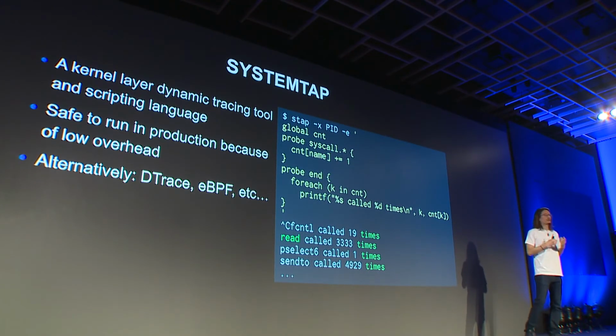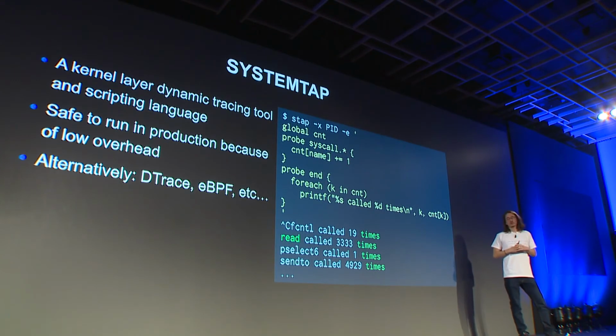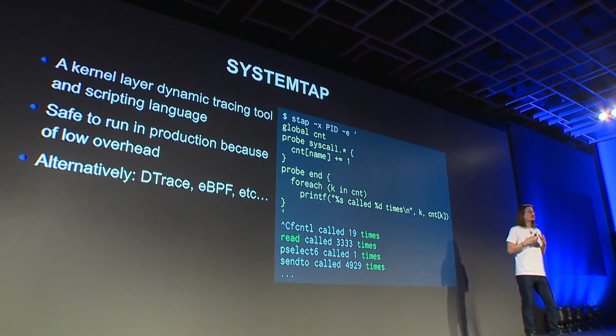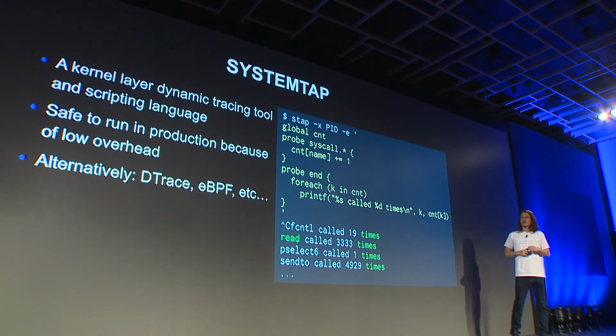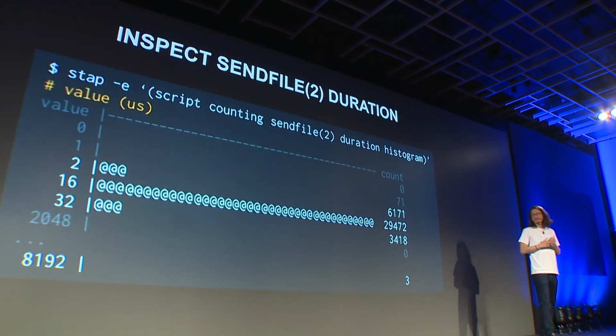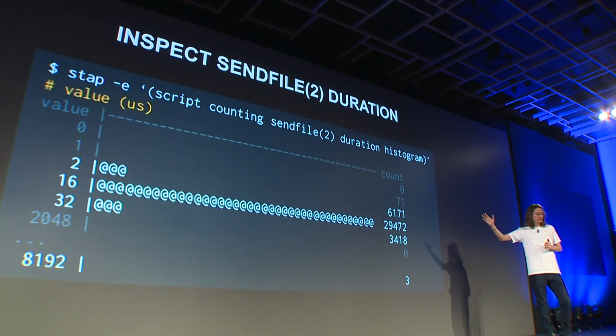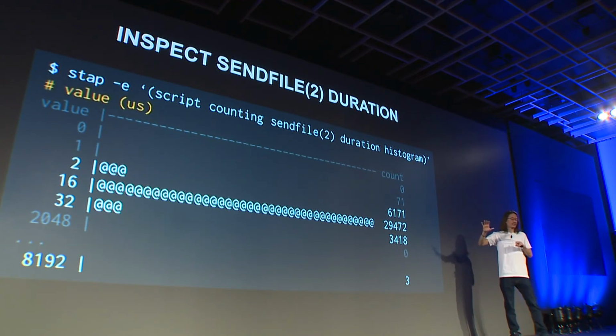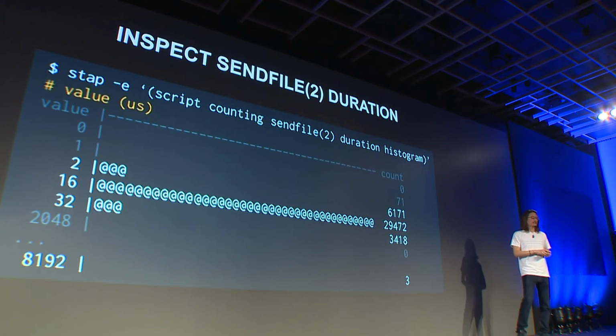SystemTap is very important when we deal with this kind of scalability problem, and it offers very low overhead, so in a production environment we don't have to worry about the overhead and can safely conduct our processing. Similar tools include DTrace and BPF. Using SystemTap, for the sendfile system call issued by the broker, we looked at the processing time and made a calculation.